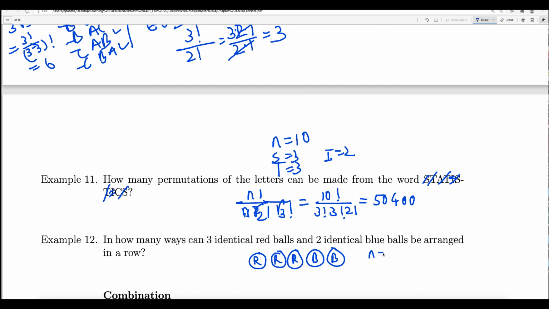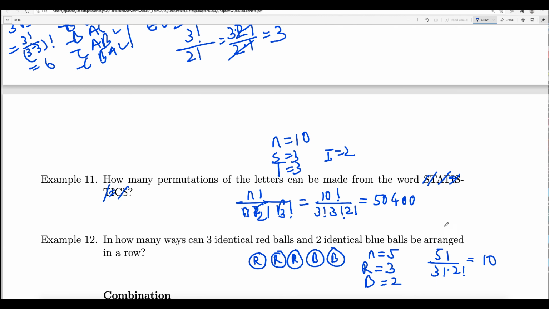The total number of balls is 5, right? And then the red balls, how many red balls are there? 3 identical. And the blue balls, how many are there? They are repeated 2 times, right? So basically the total number of arrangements will be 5 factorial divided by 3 factorial times 2 factorial. If you use a calculator, you will get basically 10.